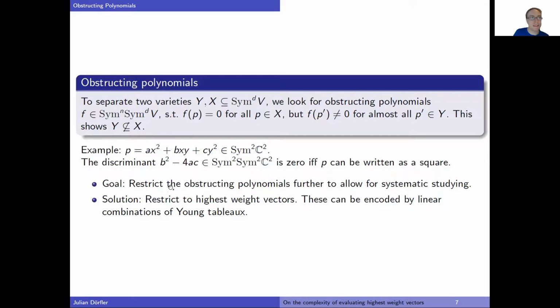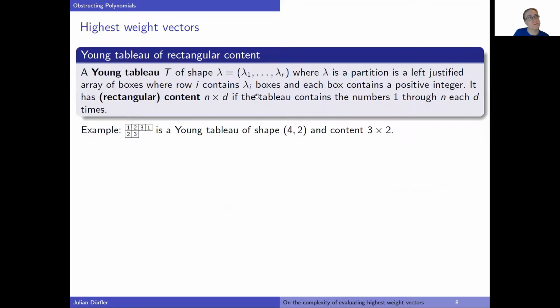The main goal now is we need to restrict those obstructing polynomials a bit further, because this still allows for a lot of different polynomials and makes it too hard to study. And one way to restrict them heavily is using highest weight vectors. And these can conveniently be encoded by linear combinations of Young tableaus. We'll come to these two definitions of highest weight vectors and Young tableaus now.